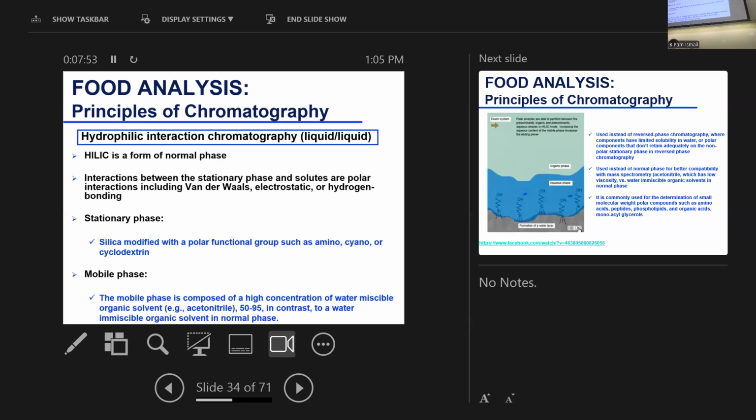Your mobile phase is a solvent that can mix with water, so miscible with water, like acetonitrile, methanol, but not hexane. It can mix with water. That's the difference in mobile phase. In normal phase, it is immiscible with water. In HILIC, it's miscible with water. So these are key differences.